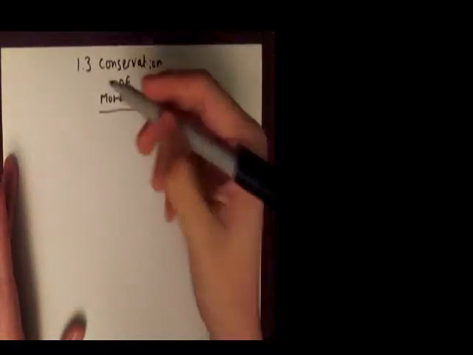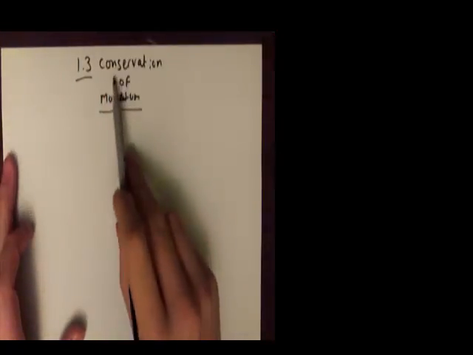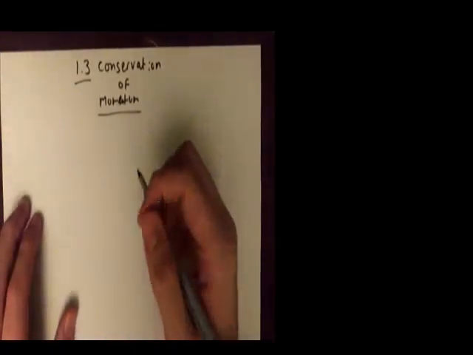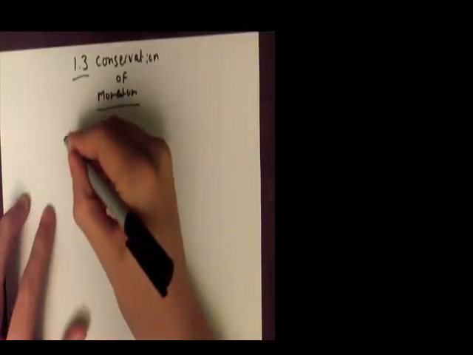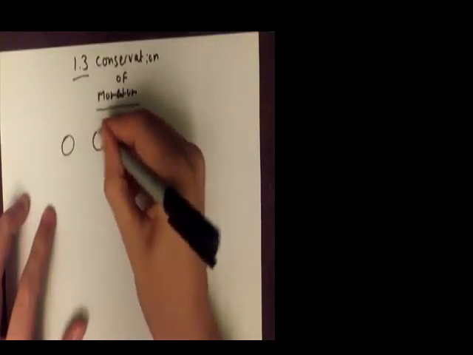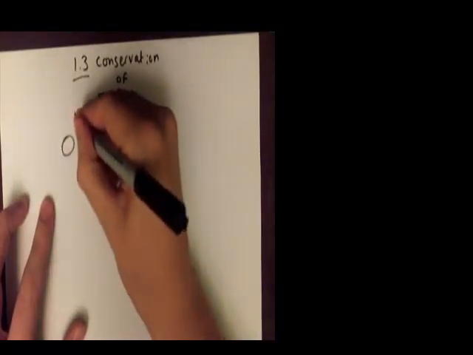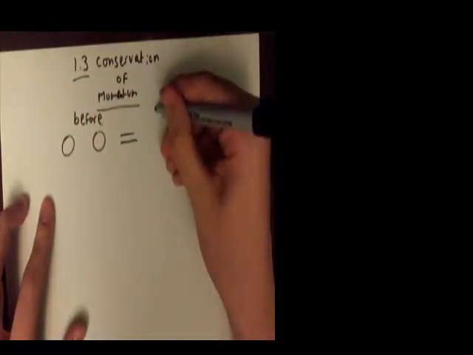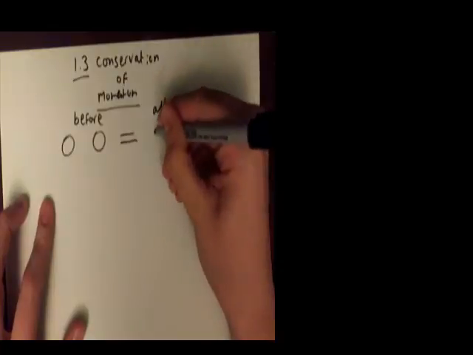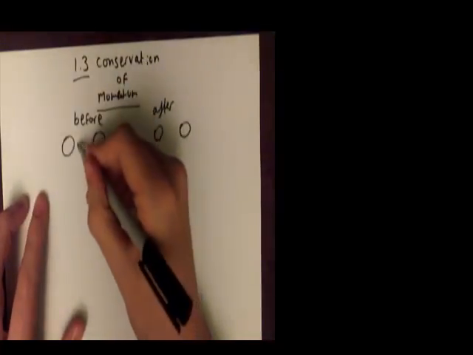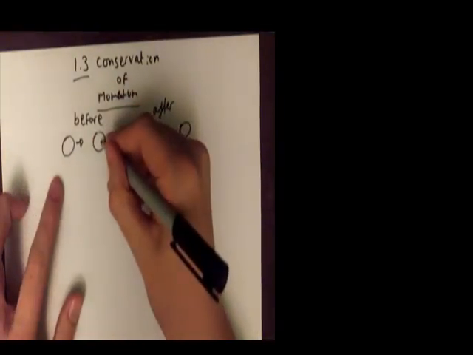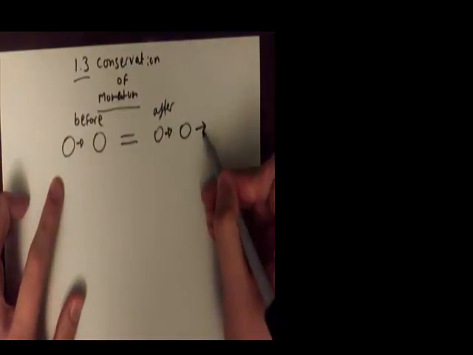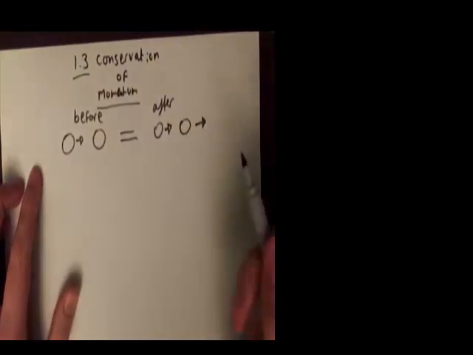In this video we're going to be going through chapter 1.3, Conservation of Momentum. Now to start off, we need to imagine we have two balls before and two balls after. Now imagine this ball collides with this ball, and after they both will move with a velocity.